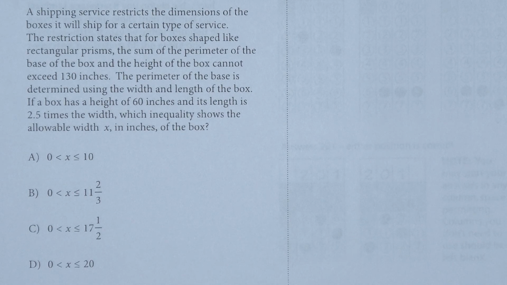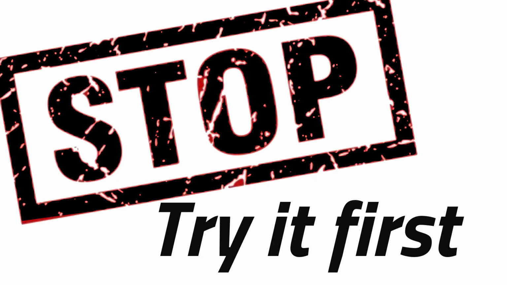A shipping service restricts the dimensions of boxes it will ship to a certain type of service. The restriction states that for boxes shaped like a rectangular prism, the sum of the perimeter of the base of the boxes and the height of the box cannot exceed 130 inches. The perimeter of the base is determined by using the width and length of the box. If the box has a height of 60 inches and its length is 2.5 times its width, which inequality shows the allowable width x in inches of the box?